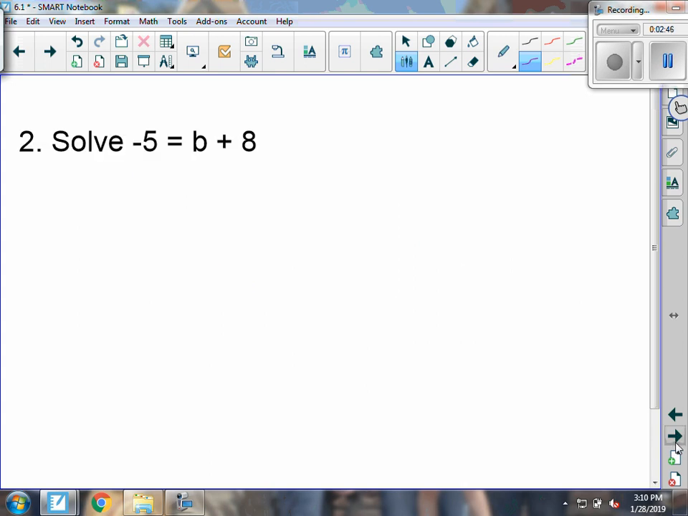Copy this down. Negative 5 is equal to b plus 8. So we want to get our variable, our letter, by itself. So I look to see, okay, here's my equal sign. What's on the same side of my equal sign? I have an 8. It's a positive 8. So plus 8, the opposite of that is minus 8. So I'm going to subtract 8 from both sides.